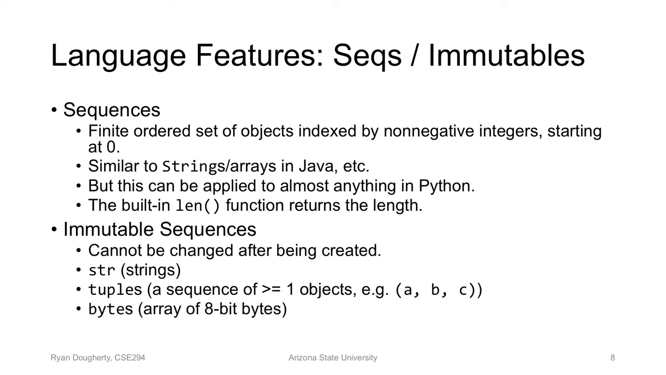Another one, just for completeness, is bytes. So it's just an array of bytes. That's an immutable sequence. We won't actually be using that.